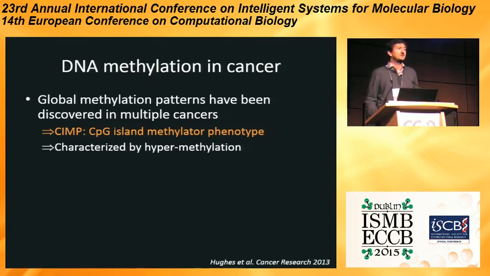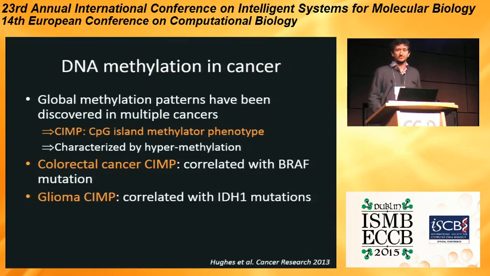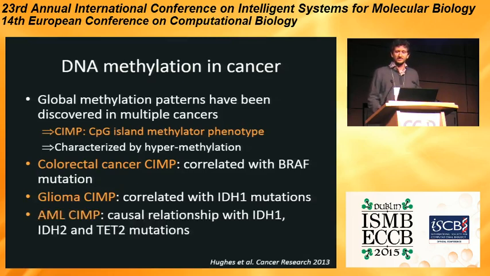Also, there have been in the literature global methylation patterns discovered in multiple cancers, and this is often called a CIMP phenotype or CpG island methylator phenotype, and this phenotype is characterized by hypermethylation. It has been shown in colorectal cancer, where it's defined by BRAF mutations. It has also been shown in gliomas, where it's defined by IDH1 mutations, and also in AML, where it's caused by IDH1, IDH2, or TET2 mutations.